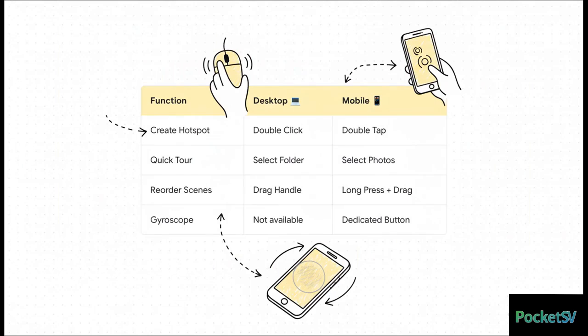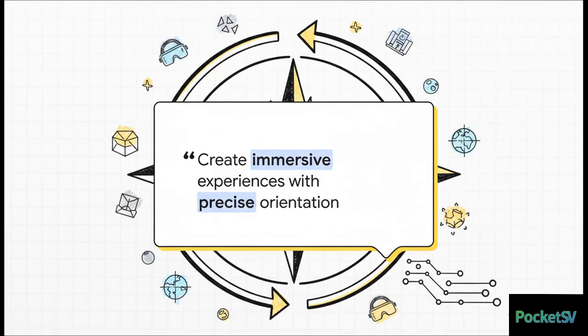And since PocketSV is so versatile, here's a quick look at the key differences between desktop and mobile. Creating a hotspot is a double click versus a double tap. And on mobile, you get that really cool gyroscope control, which lets you look around just by moving your phone. It all brings us back to this core idea, this goal to create immersive experiences with precise orientation. It's not just about showing a space, it's about making someone feel like they are truly standing right there.